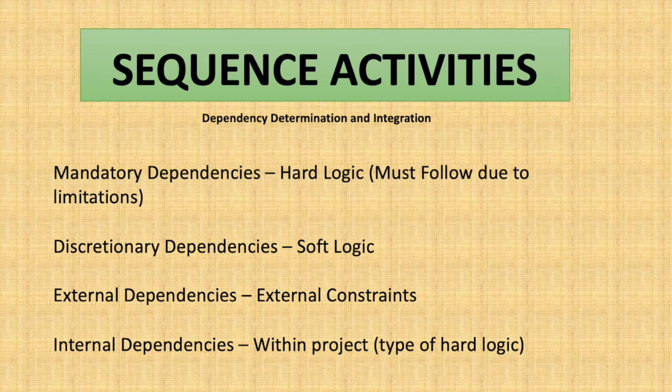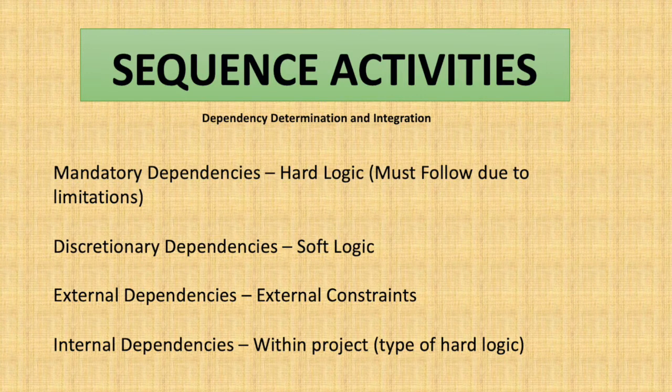Sometimes this is not in the project team's hand. Those types of dependencies are called external constraints, because we cannot start that work without that constraint, and that constraint is out of the project team's hand. So this type of relationship is external dependency. Simply remember external: it's not in the project team's hand.